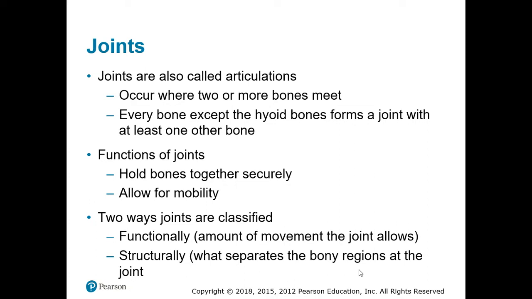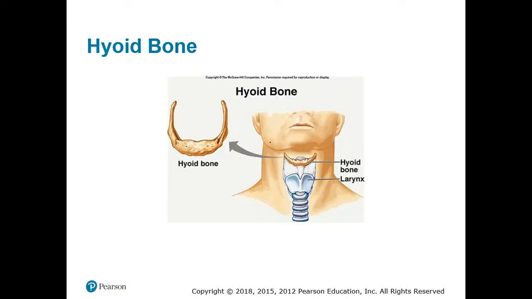It's defined as a place where two or more bones meet, and every single bone in our body except for one is going to form a joint with another bone. That one bone is called the hyoid bone. Since we haven't covered gross anatomy of bones, I just want to point out your hyoid bone is actually up here in your neck. So, this is your hyoid bone. It's not going to articulate with any other bones. It's kind of held in place by tissues and muscles around it.